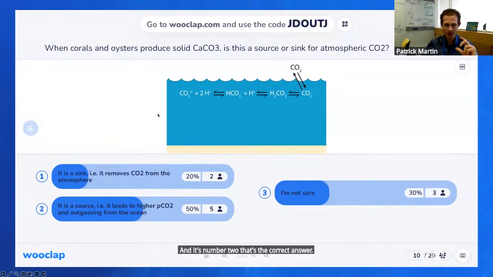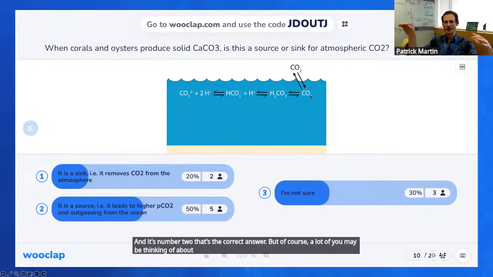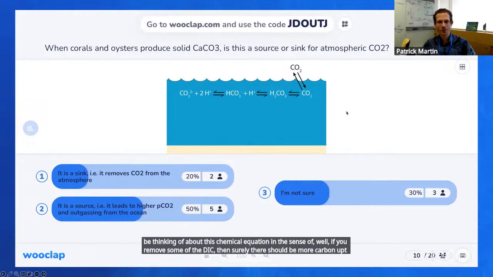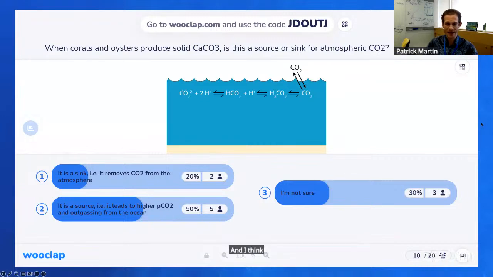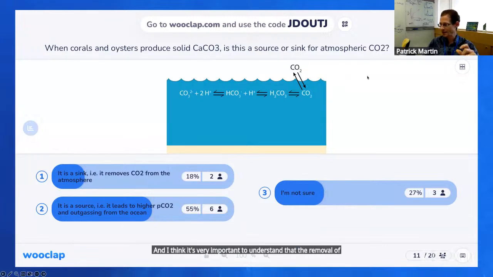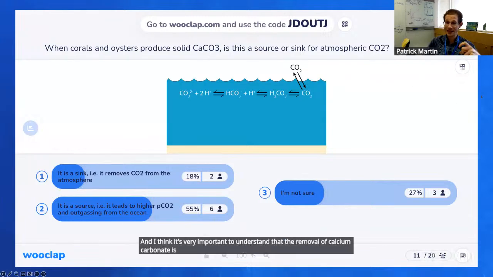But of course, a lot of you may be thinking about this chemical equation in the sense of, well, if you remove some of the DIC, then surely there should be more carbon uptake. But this is actually one aspect that's often misunderstood about the carbonate system. And I think it's very important to understand that the removal of calcium carbonate is not only removal of DIC, it's also a removal of alkalinity.